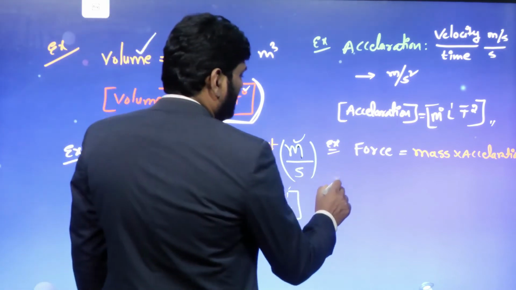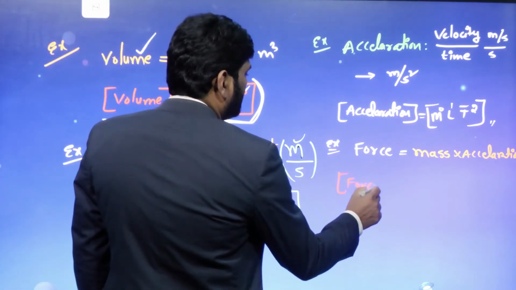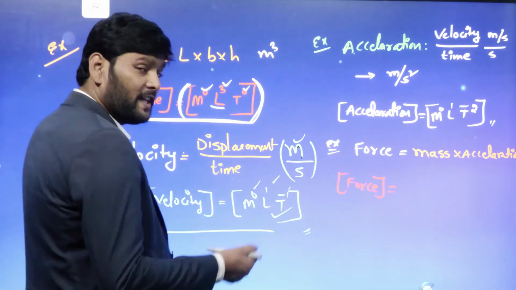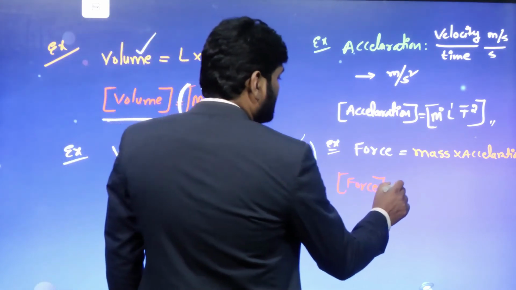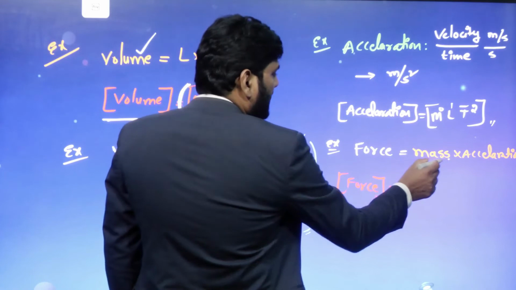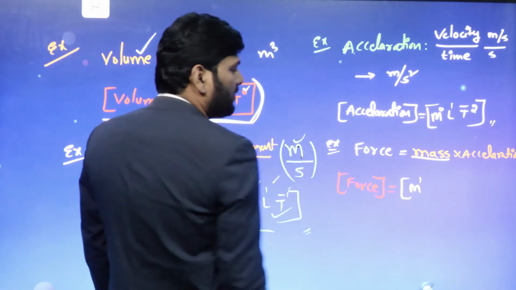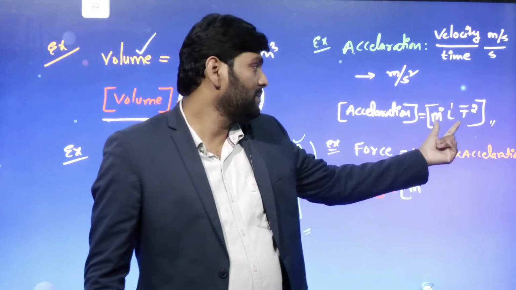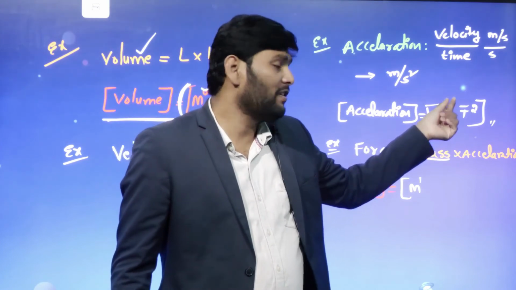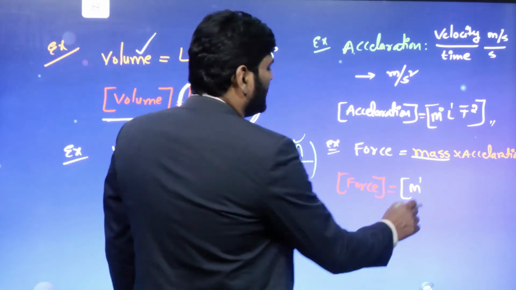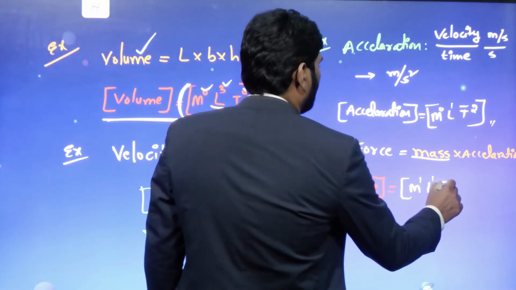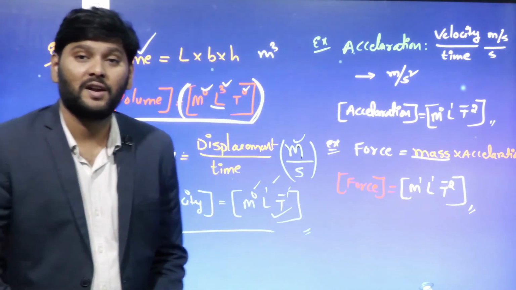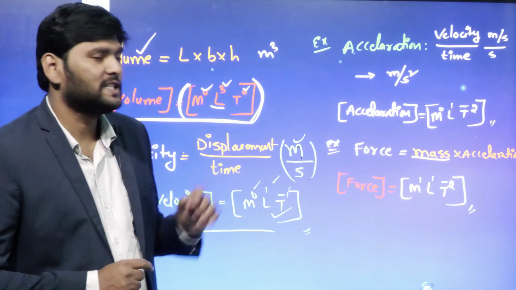We can write the dimension formula. Force you can write here, because we don't apply force anywhere. Okay, force here, mass here. We have a mass contribution, so M power 1. You know the acceleration dimension formula: M power 0, L power 1, T power -2. So you will get L power 1, T power -2. So this is the way we can write a dimension formula for the physical quantities.